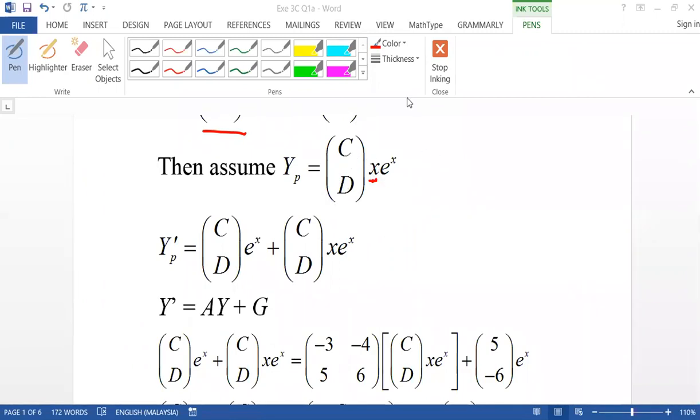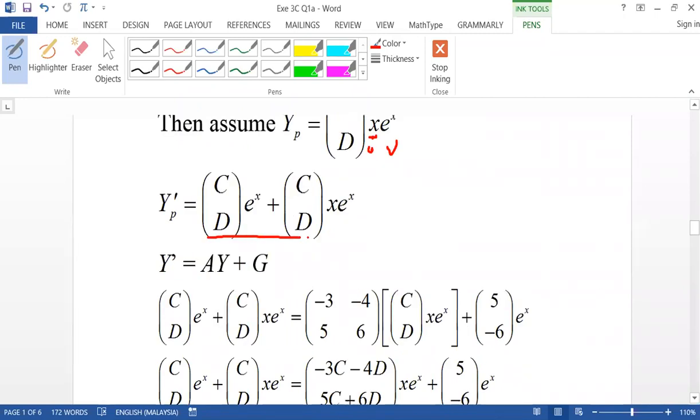So you differentiate the Yp. Here you have to use the product rule, where this is the U and this is the V. Hence, the solution that I give here is V U prime plus U V prime. So this is Y prime p. Then you plug the Y prime p into the non-homogeneous system, Y prime equals AY plus G. Plug in here.